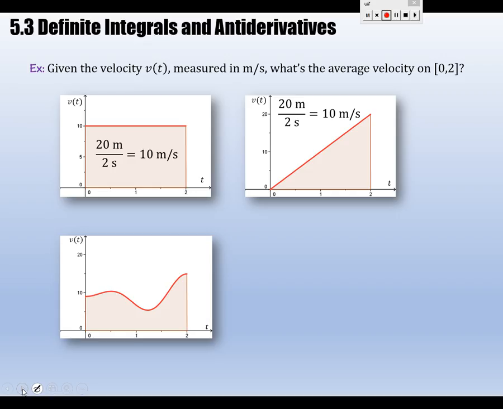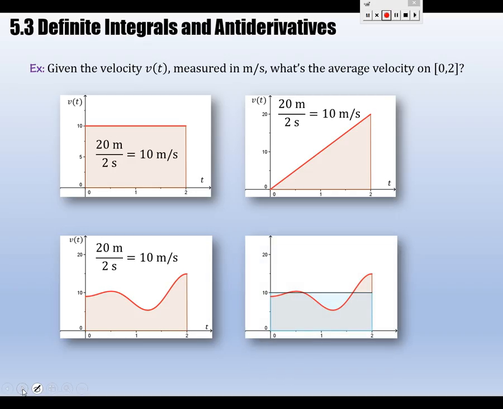So what do you think the average velocity is then? Yeah. Well, I mean, that's 10, because if you already established that the average is the integral divided by the length of the domain. Yeah, in fact, I like thinking about this picture here.